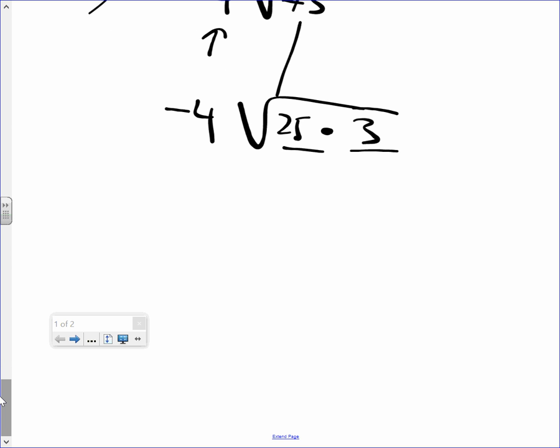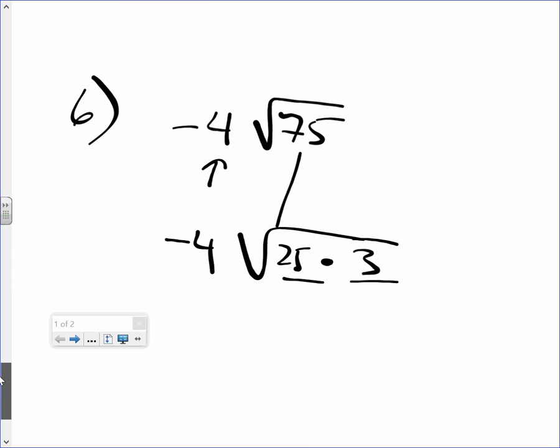You can't go like 35.5 times 2? You could, but remember, our goal is to make sure one of these is a perfect square. So that wouldn't help, even though you technically can. It's not going to be helpful, though.